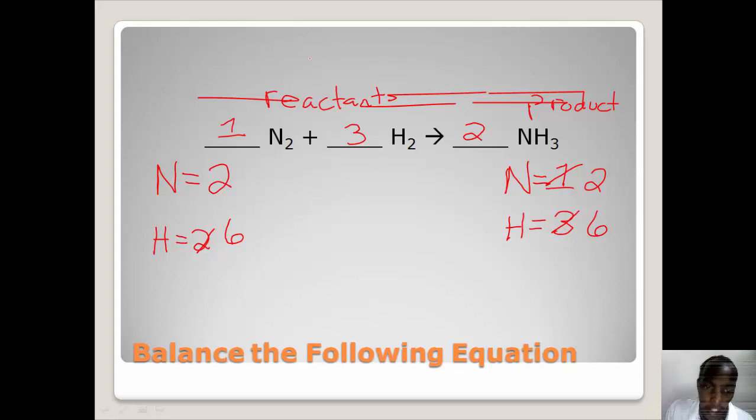Alright, and there's no true way to start it. You just start with the number that you find the easiest to get a common number with. So for example, we started off with 2 here. That was a common number between 1 and 2, and it was easier for us to get 2 here.